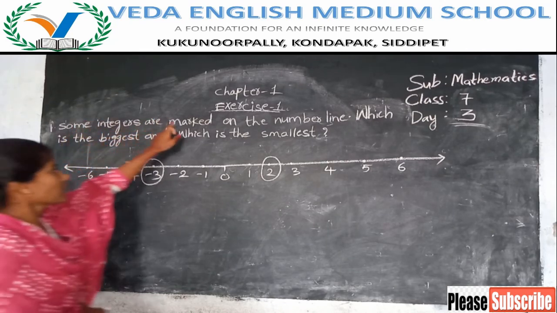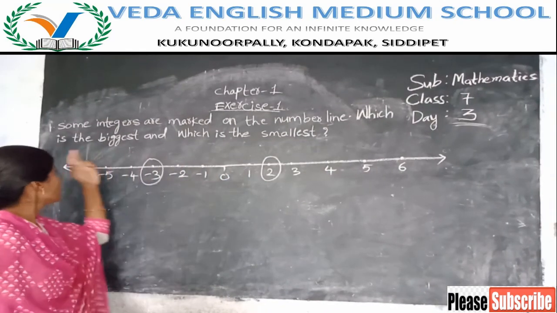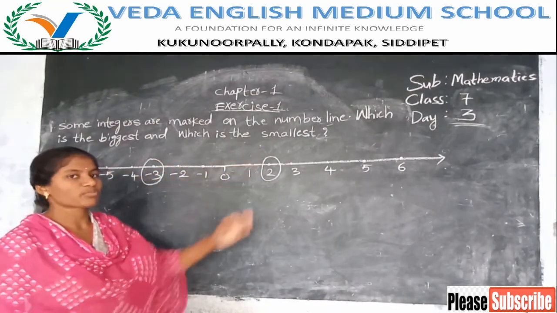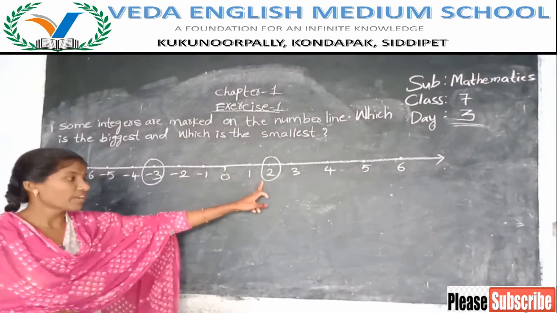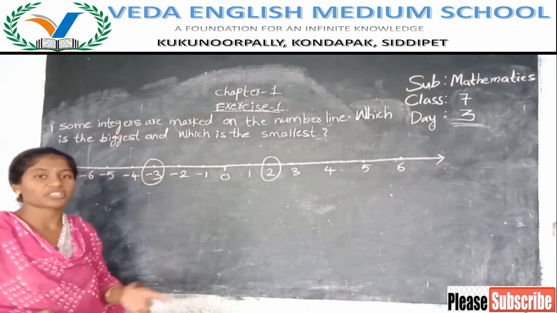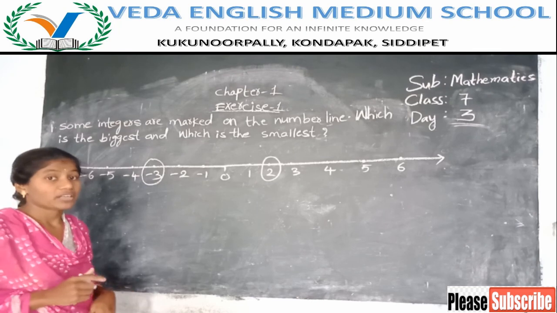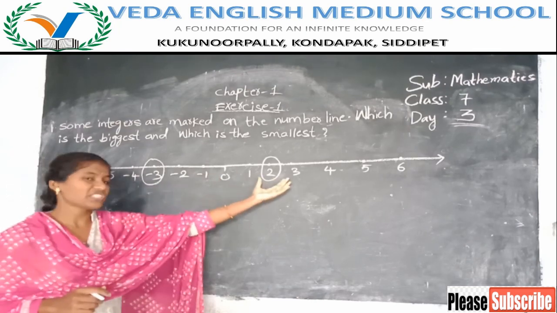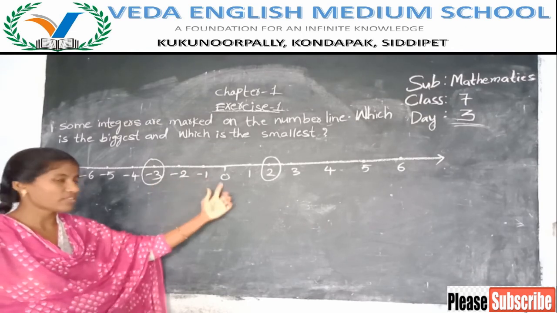Some integers are marked on the number line. Which is the biggest and which is the smallest? Now they have given circles for these two numbers. For 2 they have given a circle, for -3 they have given a circle. Out of these two numbers, we have to find the smaller number and the greatest number. These are the plus numbers, positive numbers. These are the negative numbers, minus numbers. In the middle we have 0.